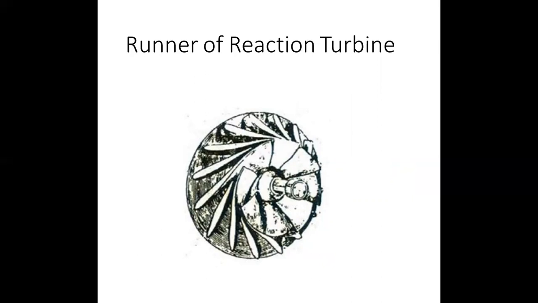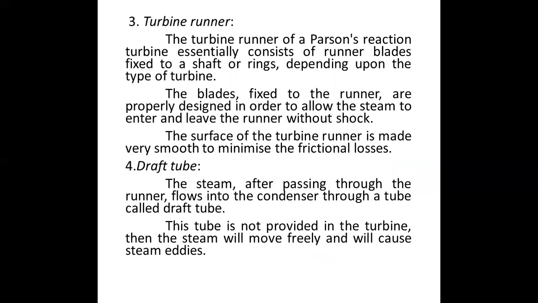The turbine runner is generally cast in one piece, but sometimes it is made up of separate steel plates welded together. Draft tube. The steam, after passing through the runner, flows into the condenser through a tube called the draft tube. It may be noted that if this tube is not provided in the turbine, then the steam will move freely and will cause steam eddies.